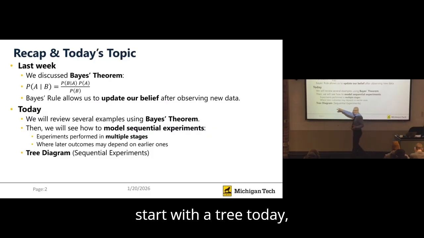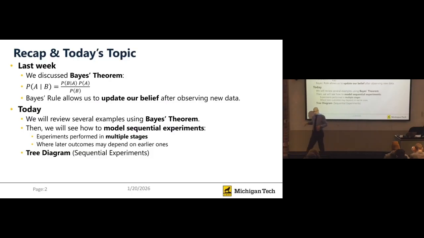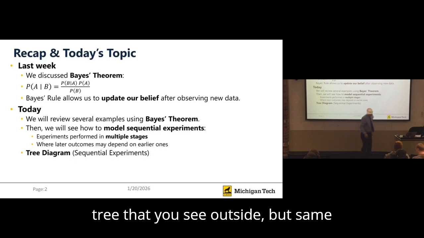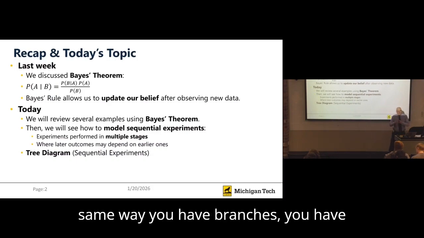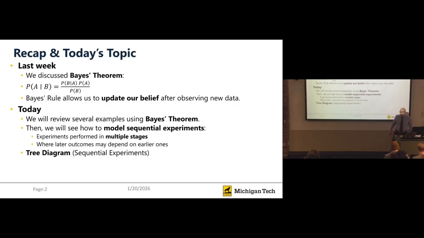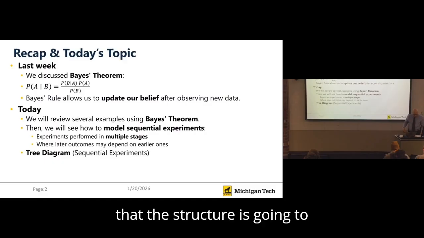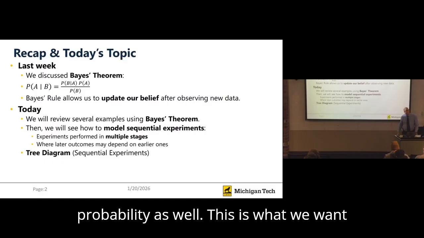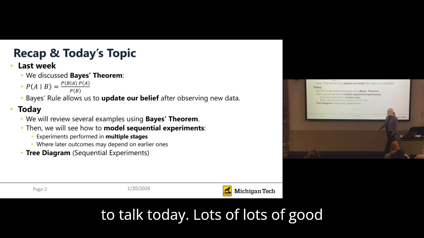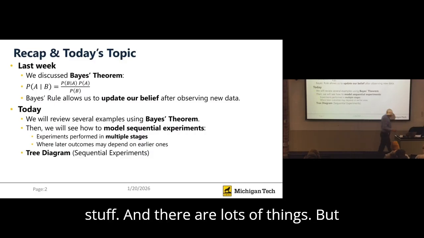We're going to start with the tree today, and we'll see how tree, like data structure, not tree that you see outside, but same way. You have branches, you have leaves, you have parents, you have children. That structure is going to probability as well. This is what we want to talk today. Lots of good stuff. We're going to learn lots of things.